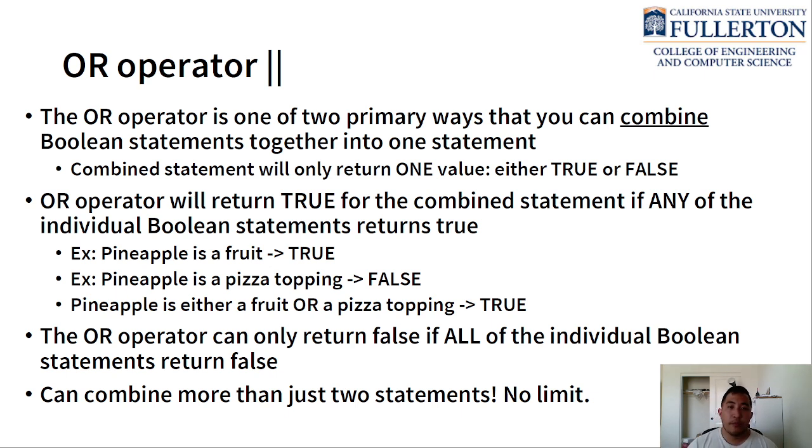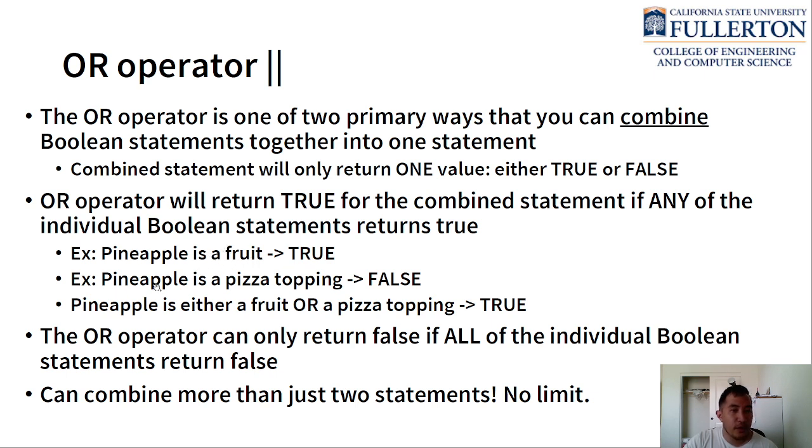And then when you do combine these, that entire thing will be considered one single Boolean statement, and that entire thing will either be true or false, right? And so the way the OR works is that it'll return true if any of the individual Boolean statements returns true. Okay. So as an example here, we have our pineapple example, right?